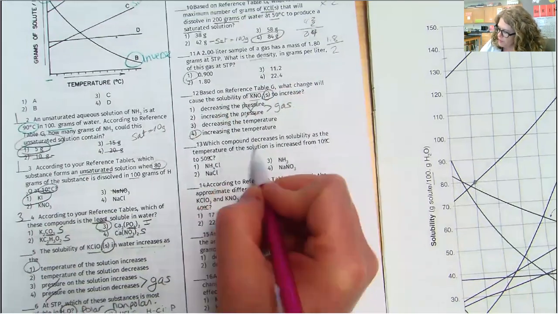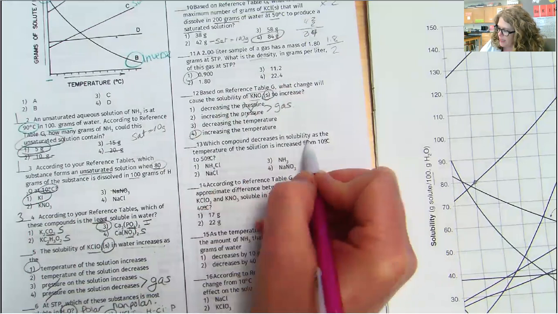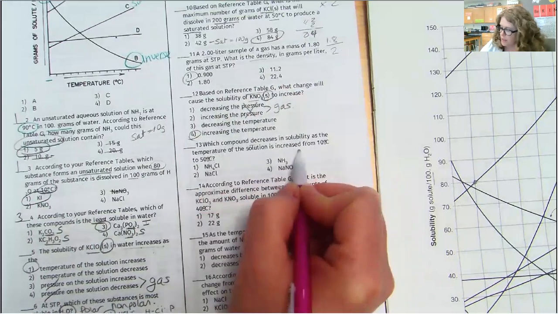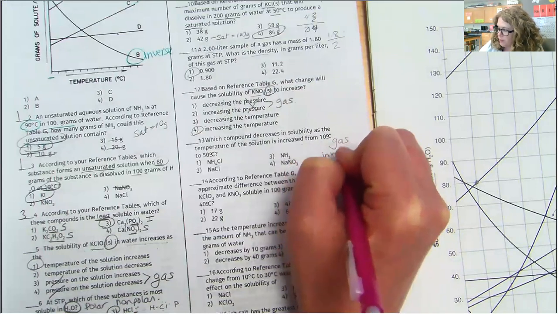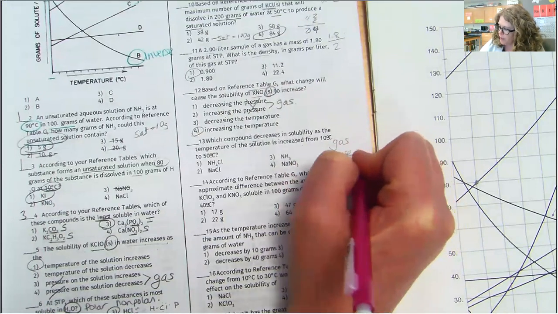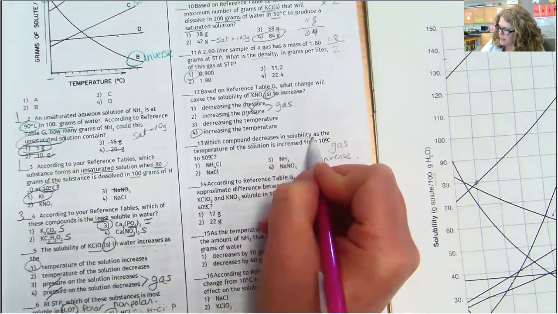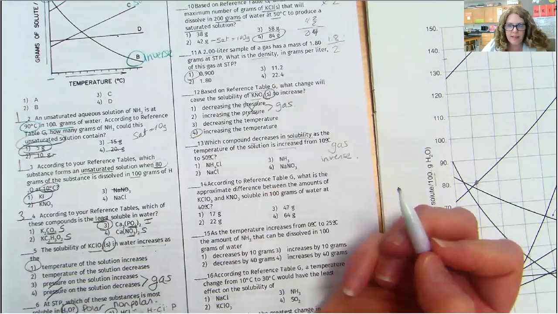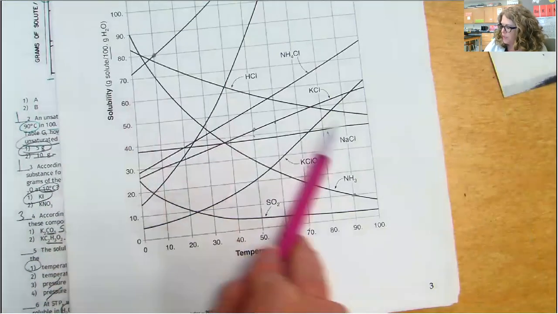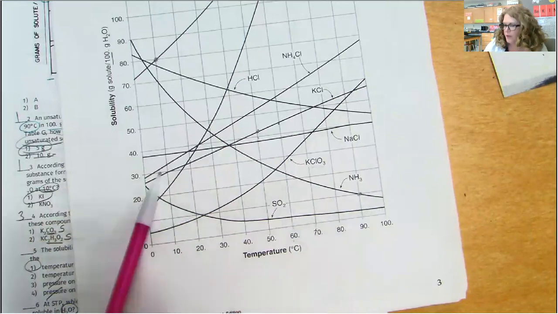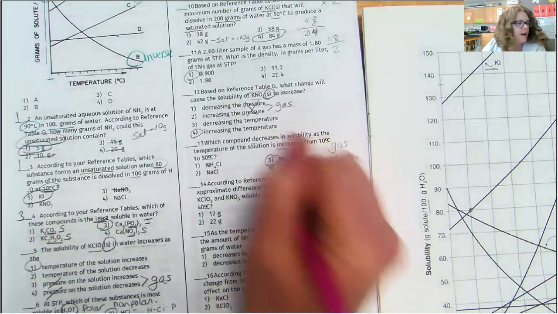All right, which compound decreases in solubility as the temperature increases? So I'm looking for a gas. I'm looking for an inverse relationship, right? Solubility decreases as temperature increases, right? That's inverse. So I need to find which one is inverse. I have 3 that are inverse: HCl, NH3, and SO2. And so there's my NH3.